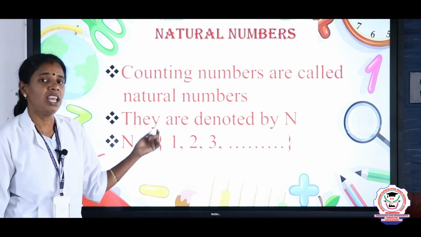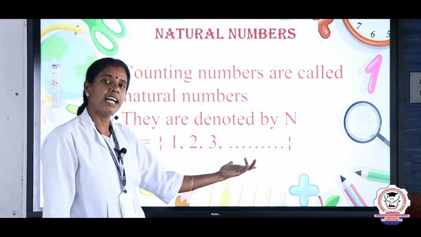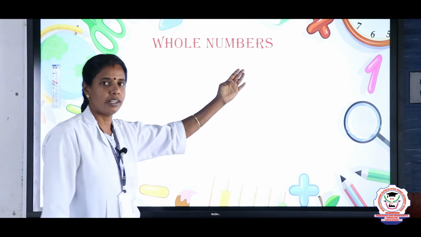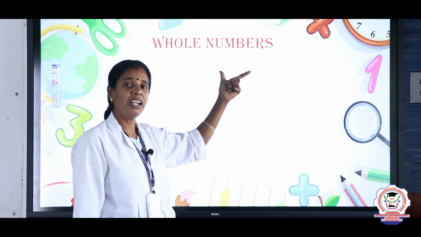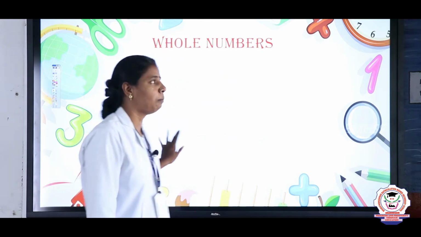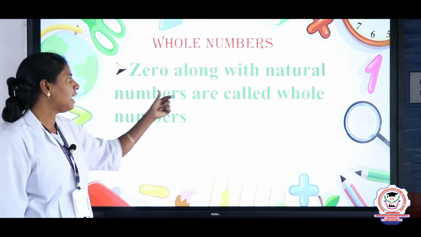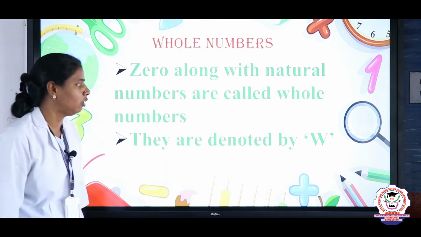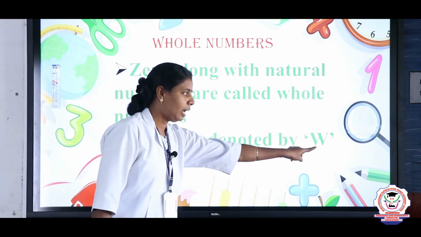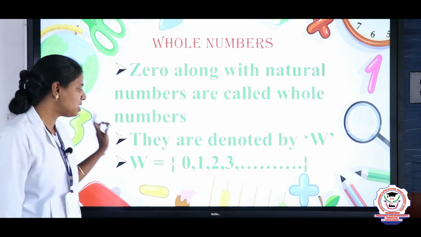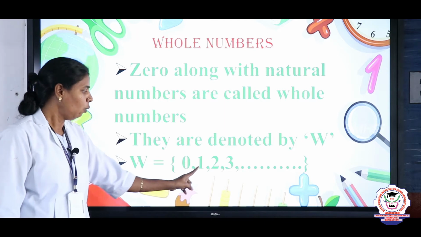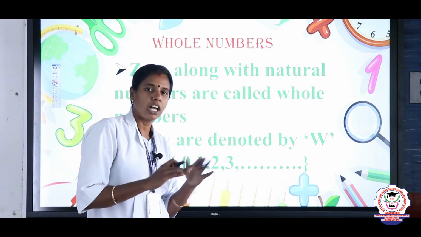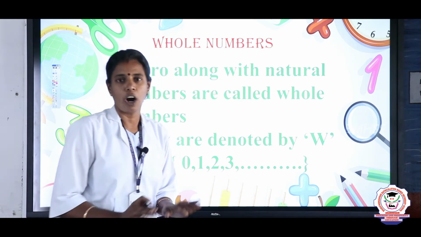Next we are going to see what happens when 0 is included with the natural numbers. It is called whole numbers, right? So whole numbers are nothing but 0 along with natural numbers. They are denoted by capital W, right? The set of whole numbers is 0, 1, 2, 3 and so on, which is countless. Whole numbers are also countless.